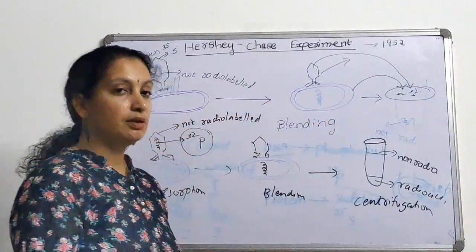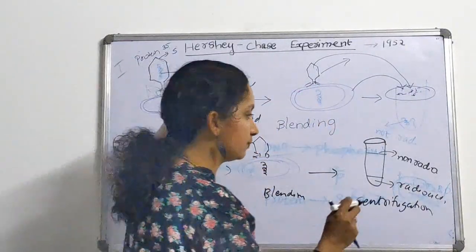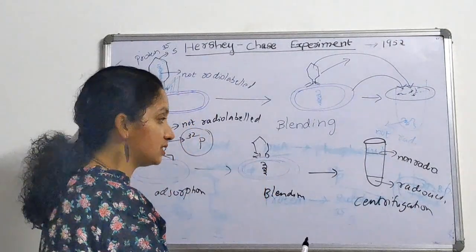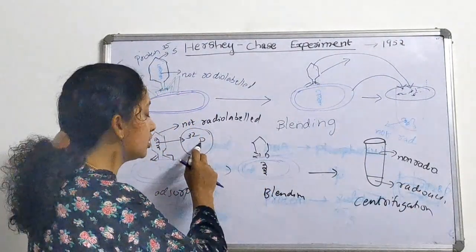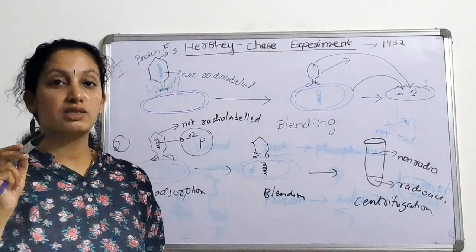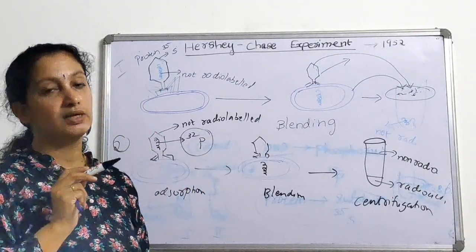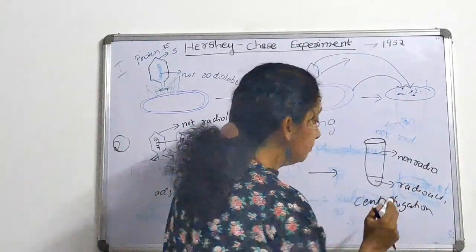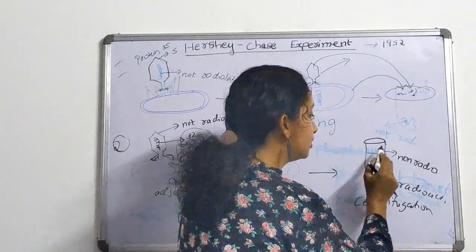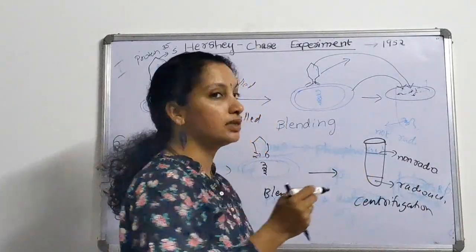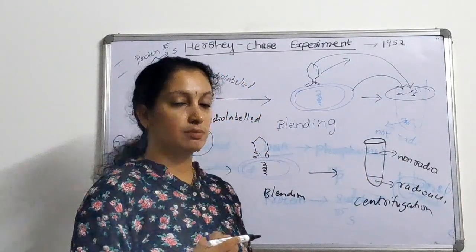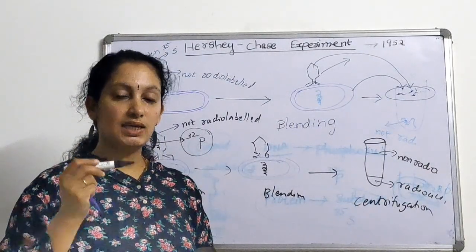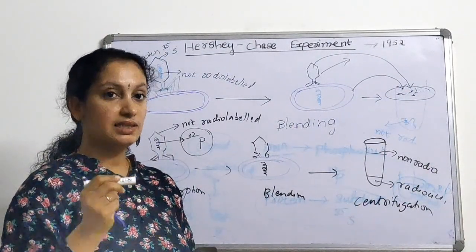What is the interpretation of this experiment? Here the DNA is radioactive because of the presence of phosphorus 32, because the sugar phosphate backbone is there in the skeleton of DNA. So we can see the bottom part is radioactive and in the top part, the supernatant, no radioactivity is visible. From this it is concluded that DNA is the genetic material that has entered.